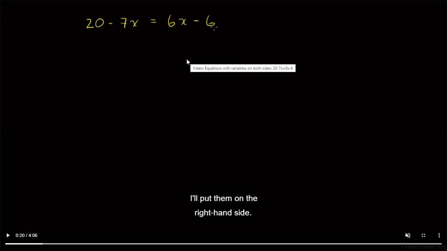Yes, sure. Is the 20 negative here, or 20? No, it's a 20, and you will transfer negative 6 to the opposite side, to the left side. So it will be 20 plus 6. On the right side, you have 6x, and you will transfer negative 7x. It will be positive 7x. Then we have 20 plus 6 and 6x plus 7x.